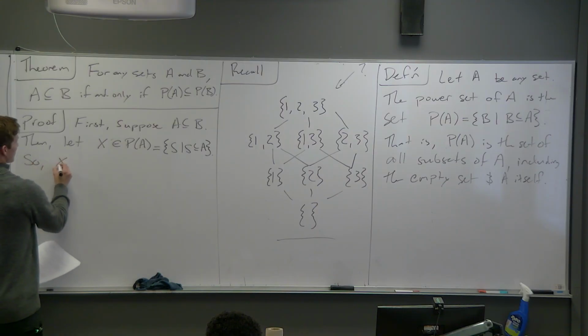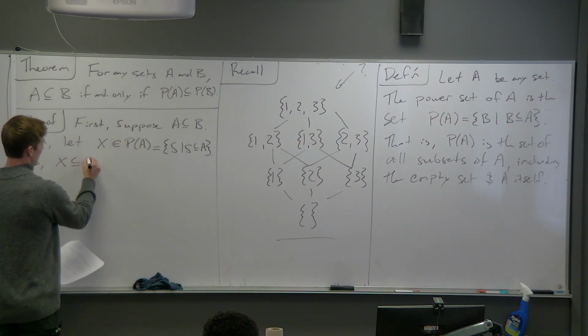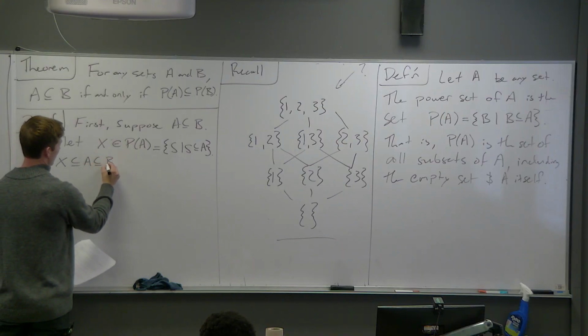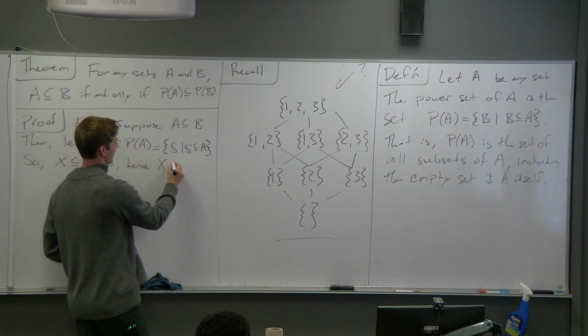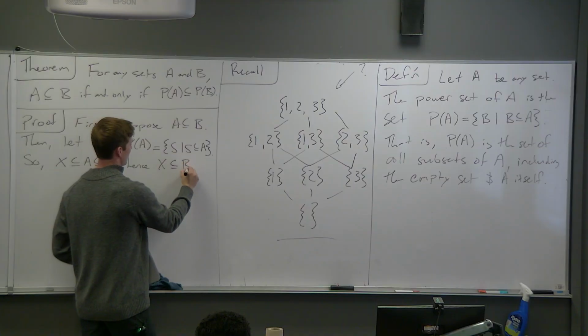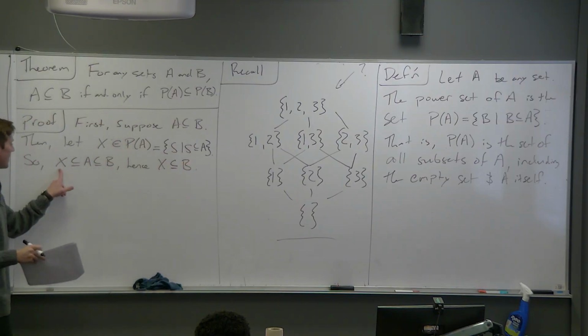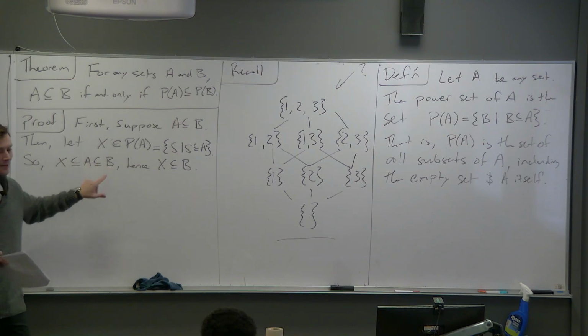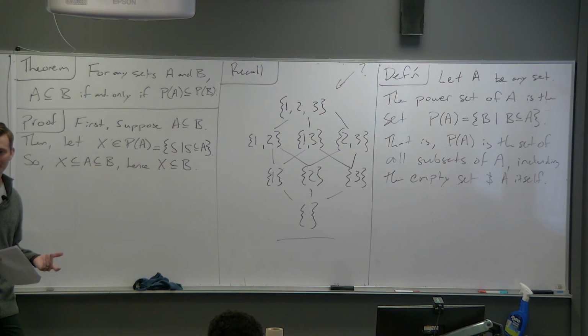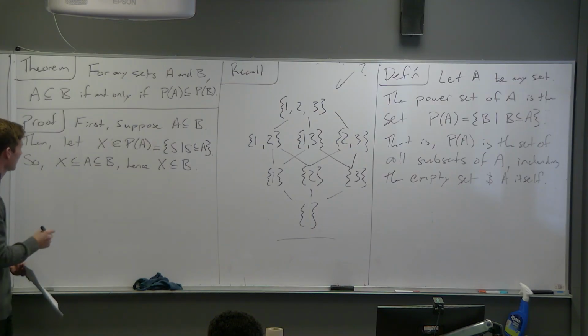So, X is contained in A, which is contained in B. Hence, X is contained in B. X is contained in A, and A is contained in B. Transitivity of inclusion tells us that X is contained in B. Right? Okay, good.